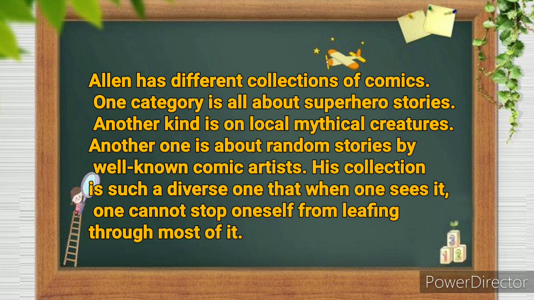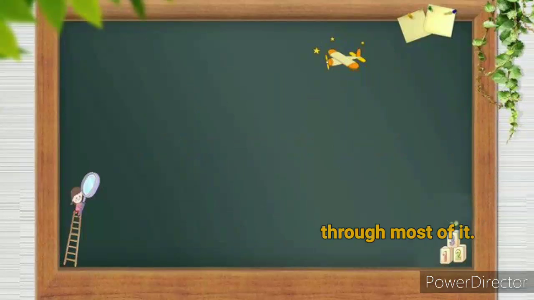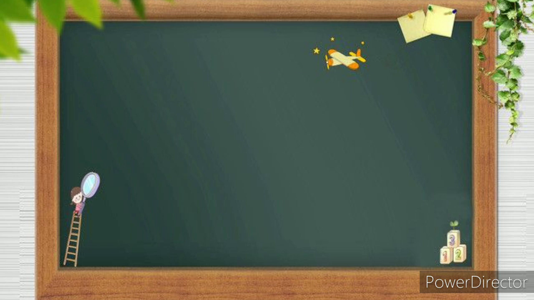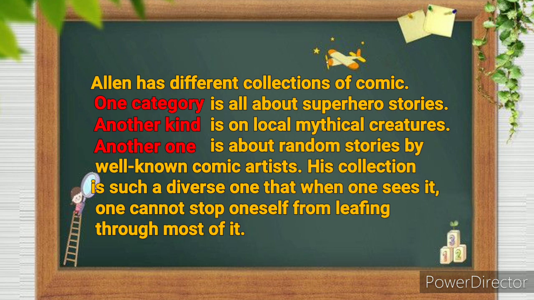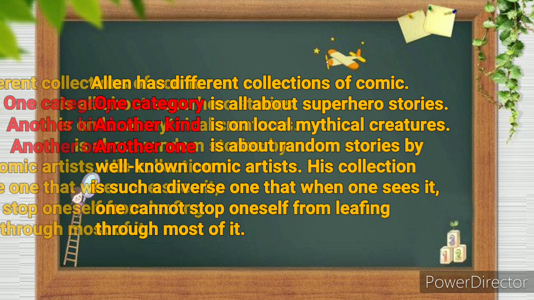Example, Allen has different collections of comics. One category is all about superhero stories. Another kind is on local mythical creatures. Another one is random stories by well-known comic artists. His collection is such a diverse one that when one sees it, one cannot stop himself from leafing through most of it. In this paragraph, we have three signals: one category, another kind, and another one.